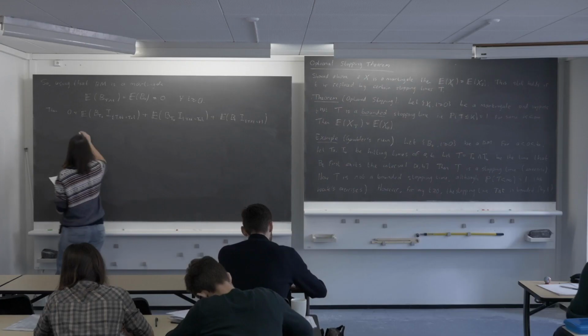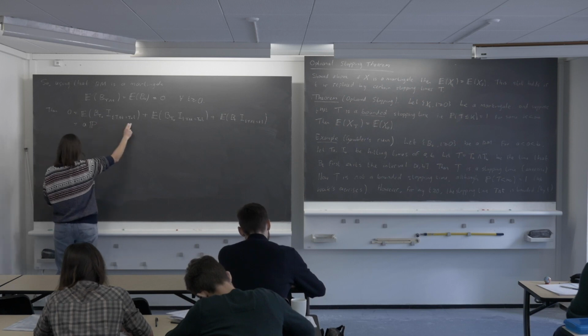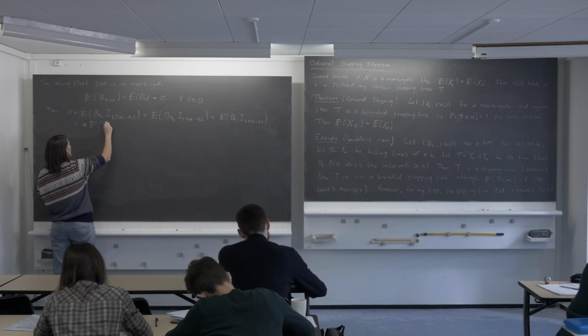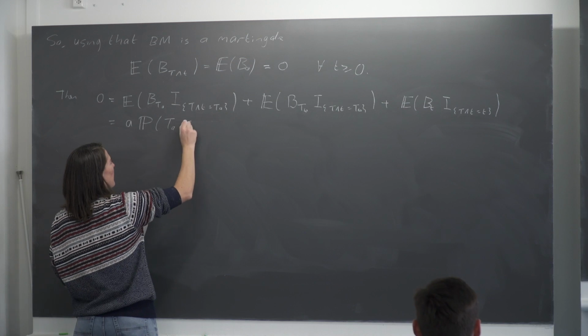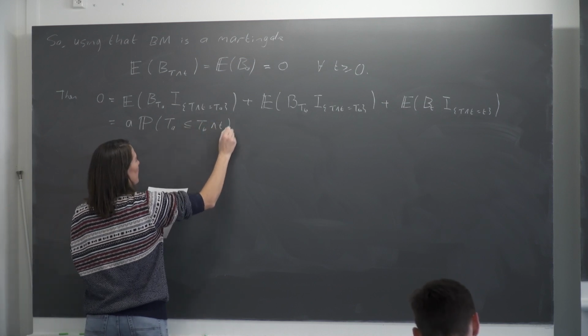Well, we know what each of these is equal to. This is just equal to A on that event, so we can pull that outside, that's a constant, times the probability of this event. Well, this event occurs when TA is less than or equal to TB and t.